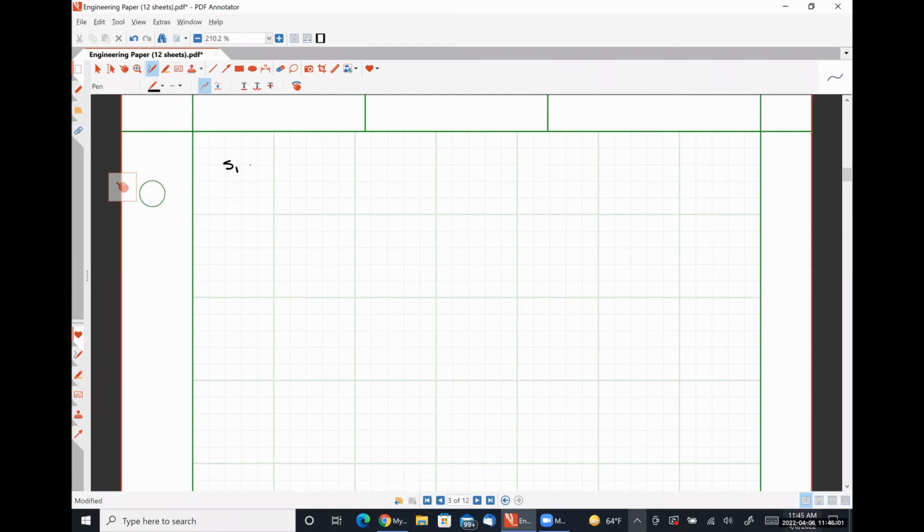So S1 is always negative alpha plus the square root of alpha squared minus omega naught squared. Which I get to be negative 7.028 per second.